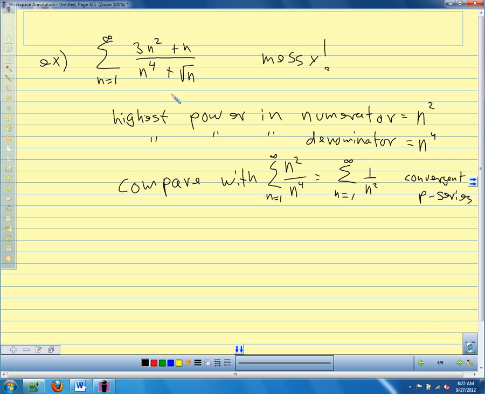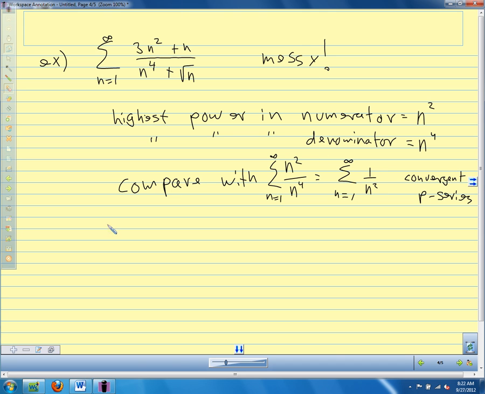So with something where I have these polynomial terms, these algebraic terms with powers of n, I just pick the highest power in the numerator and the highest power in the denominator, and compare this series with the similar series written with just those highest powers. So this is a convergent P series. So my a sub n is this fraction, and my b sub n is this fraction.